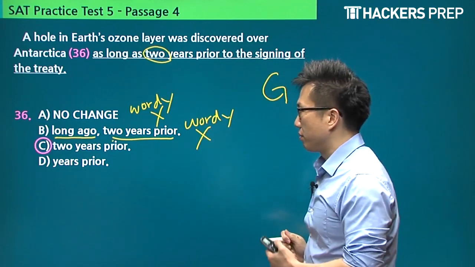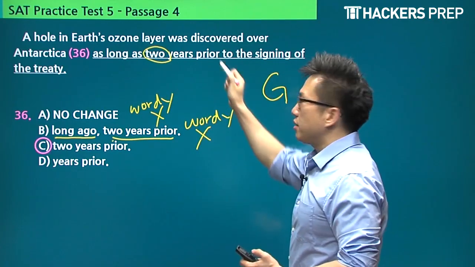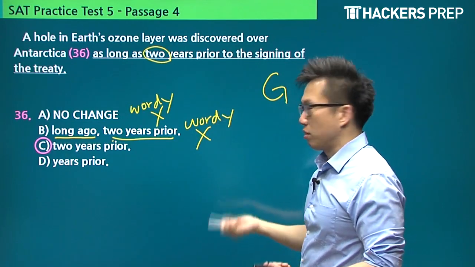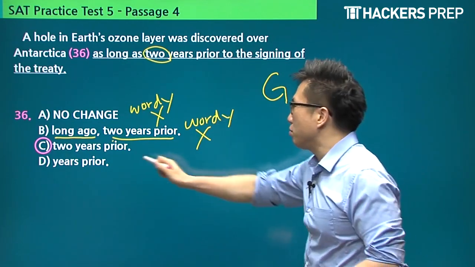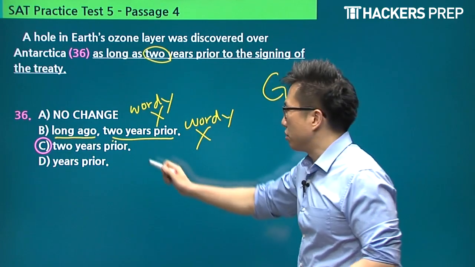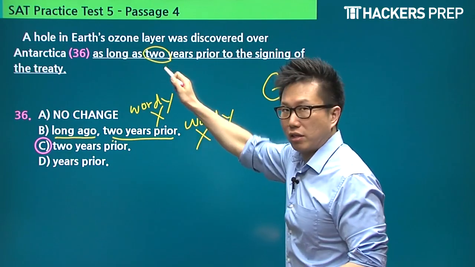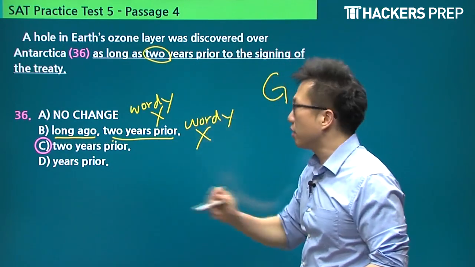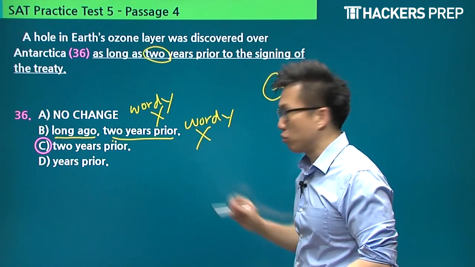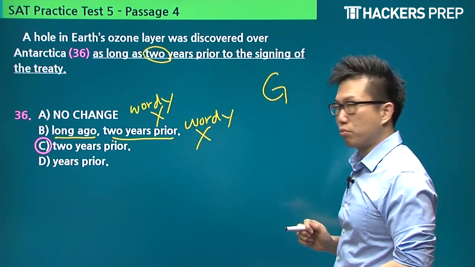2 years prior. If the sentence says something like just many years, then you can maybe just choose years prior. But since you have a specific year given here, like 2 years prior, to make it very specific, you should keep 2 in there. So this is what you want here. C is the answer. 2 years prior.